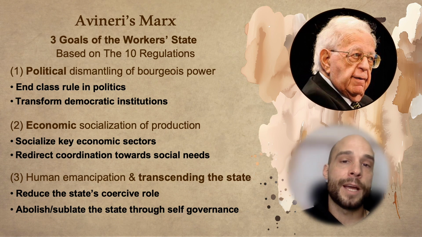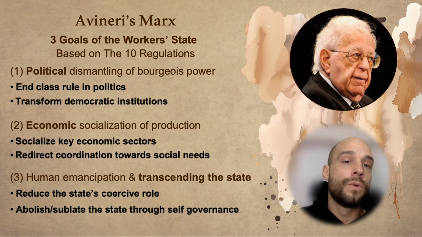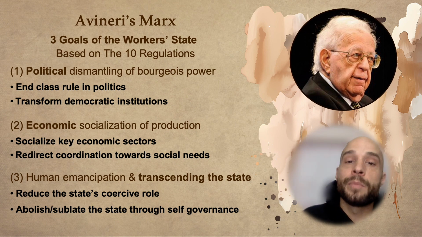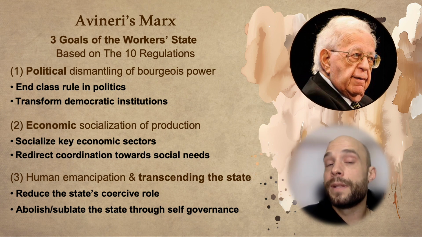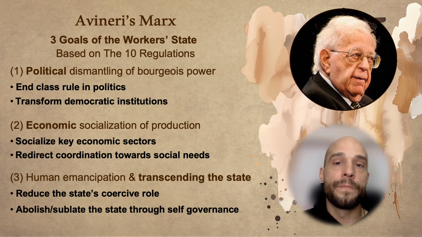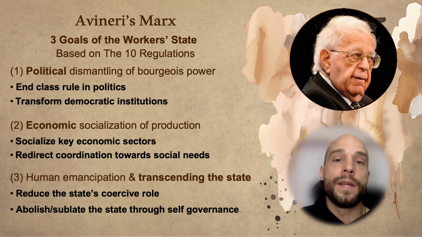These pillars are inseparable. They have a logical order, but in practice, they need to work together. Political change without economic transformation reproduces domination. Economic planning without democracy produces bureaucracy, and neither matters unless the end goal is a society where people collectively govern themselves. For Avineri, the worker state is a transitional form. It's the state to end all states, because its success is measured by one thing, whether it makes itself obsolete. Its authority is self-subverting. Like a great teacher, eventually it becomes unnecessary.